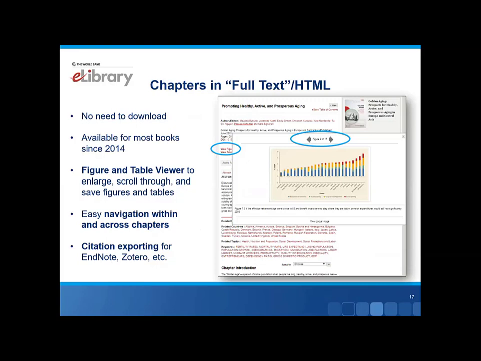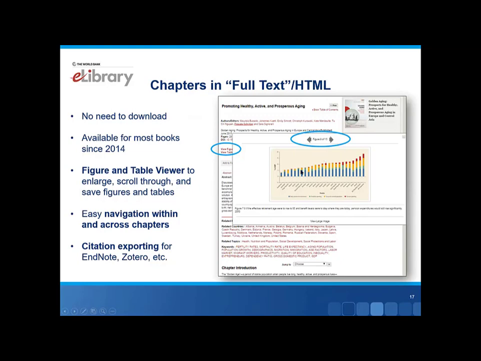Some of the unique features of the eLibrary include full text search. We have chapter level access. Here's a screenshot of one of those full text documents where this circle over here, you'll see that it says view figures and tables. If you click on that, it will enlarge the table or the figure, and then you can also very easily scroll through all of the different tables or figures in that publication.